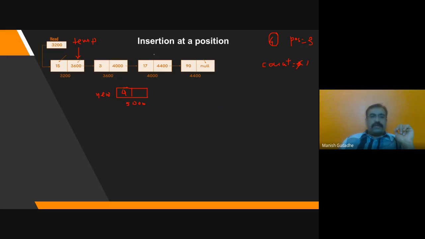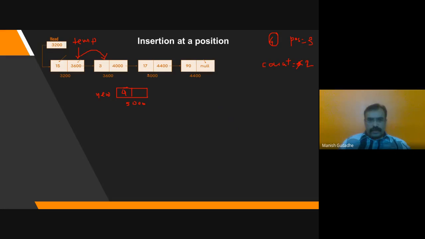I will traverse, as temp is equal to temp.next, till you get count is equal to position -1. In this case, count is equal to 2. So you are going to traverse the list till you get count is equal to 2. Once you get count is equal to 2, that means the next node will be the third node, and at that position I can insert the element. So your temp is going to point here.